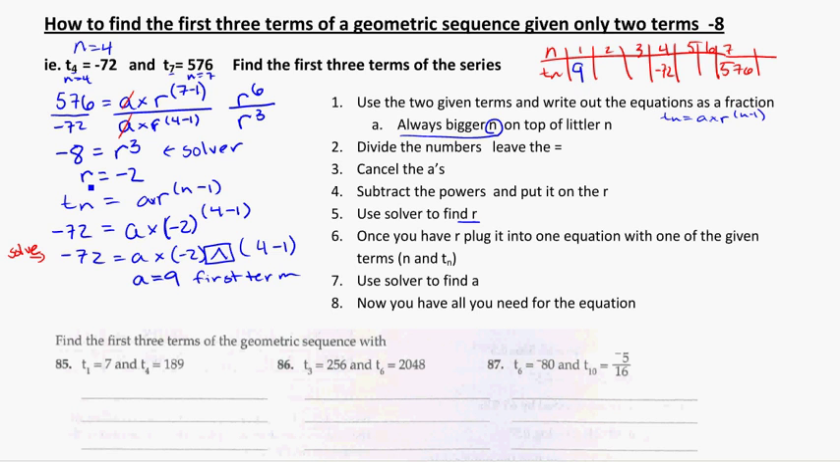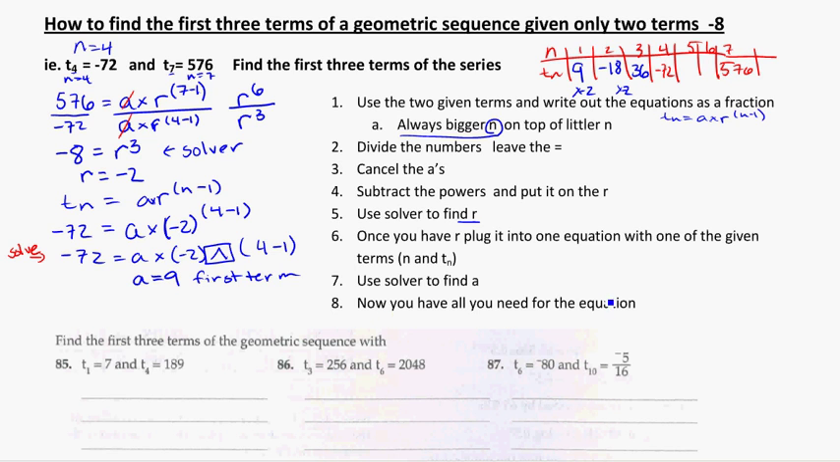And we found that r was equal to negative 2, so that means I'm going to times by negative 2 every single time. 9 times negative 2 gets me to negative 18. Timesing by negative 2 again, negative 18 times negative 2 is going to get me to positive 36. And if I double check, timesing that by negative 2 again, I'll get to negative 72, and away we go. So it's working for us.